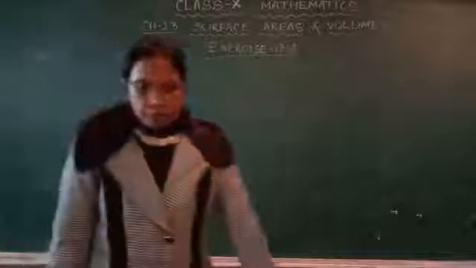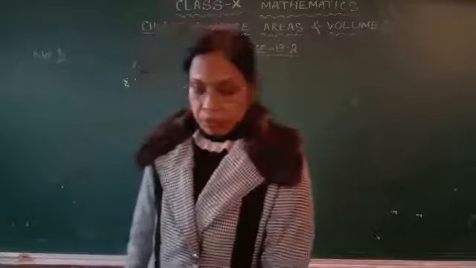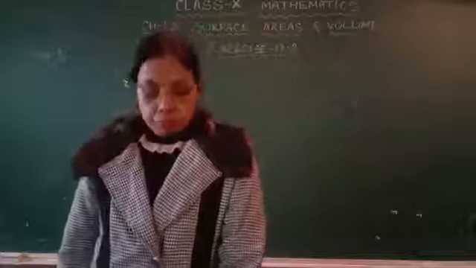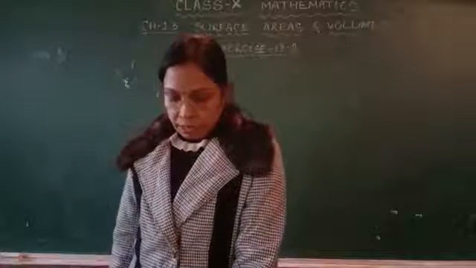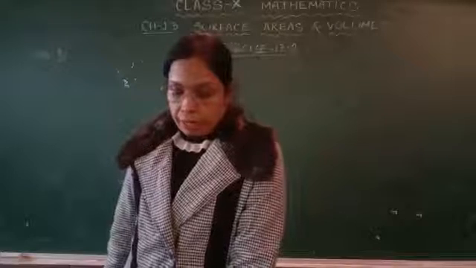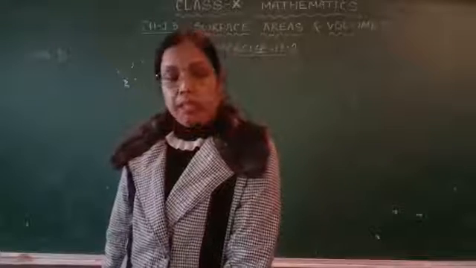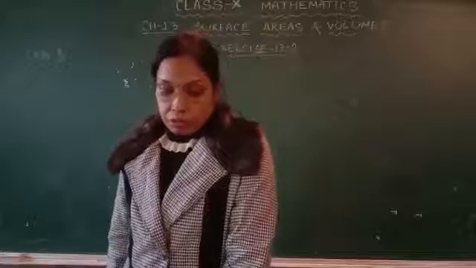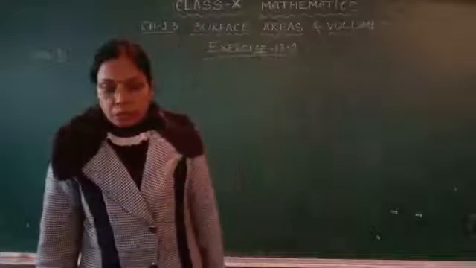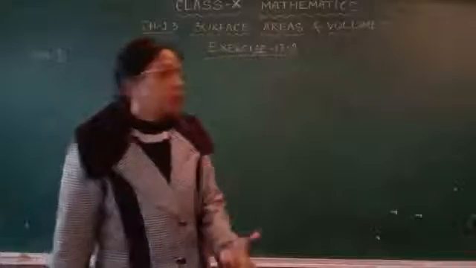Question number 1. A solid is in the shape of a cone standing on a hemisphere with both their radii being equal to 1 centimeter and the height of the cone is equal to the radius. Find the volume of the solid in terms of pi. A solid is in the shape of a cone standing on a hemisphere.